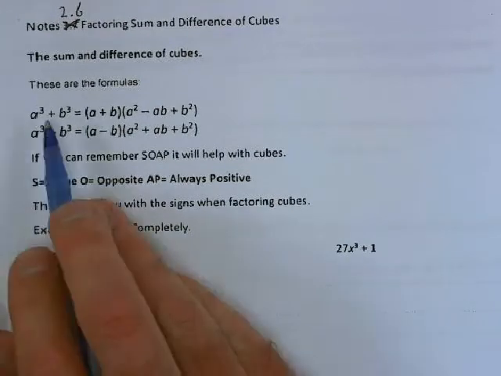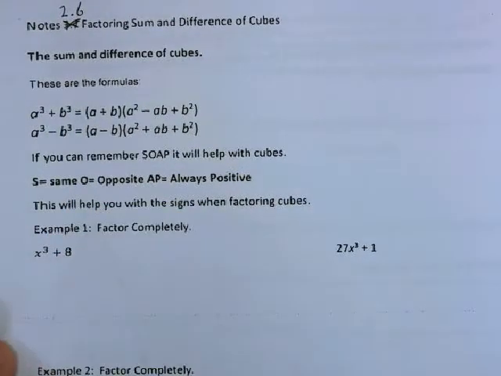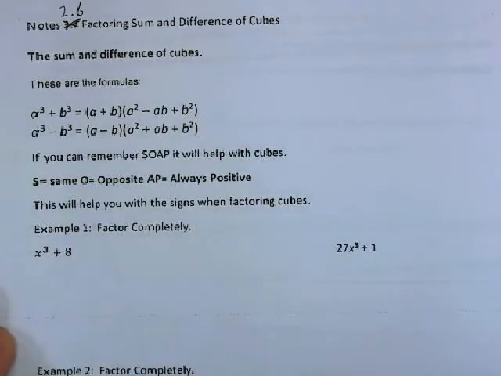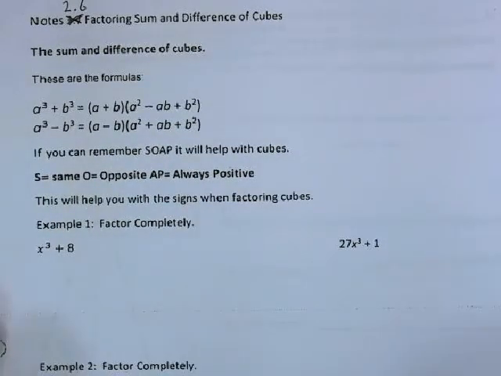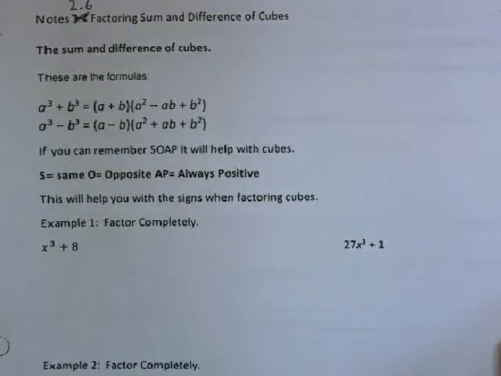Okay, so if I have something in the form a cubed plus b cubed, it's going to factor to a plus b times a squared minus a times b plus b squared. Okay, a cubed minus b cubed, well, there's the formula. It's very similar. Okay, now like it says here, if you can remember SOAP, it helps with cubes.